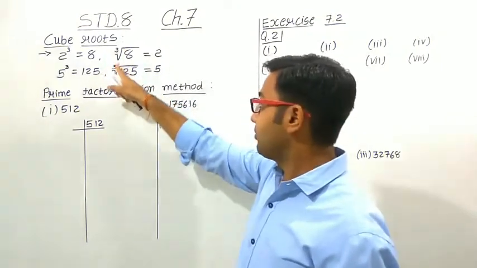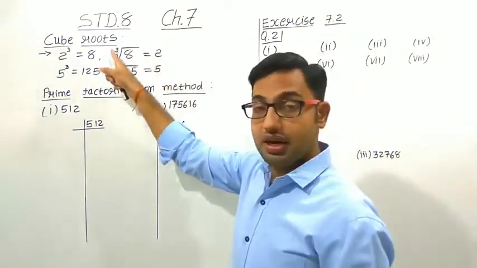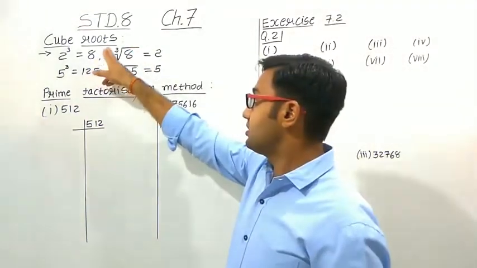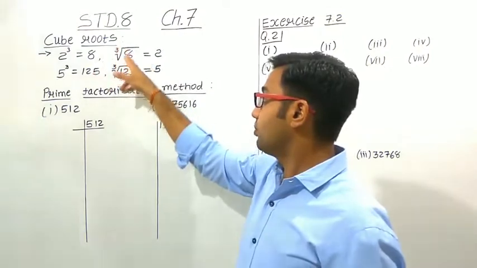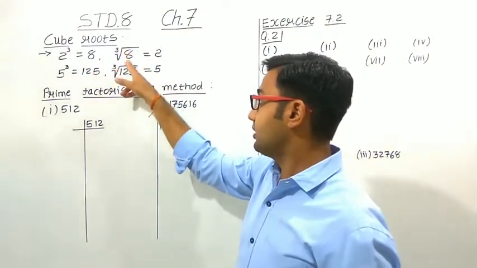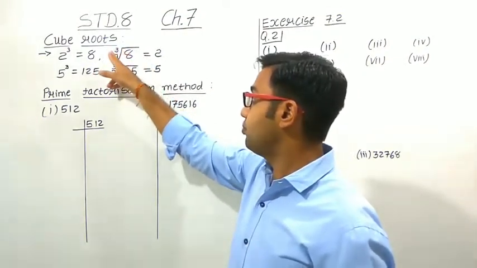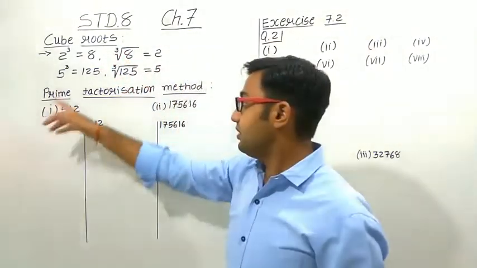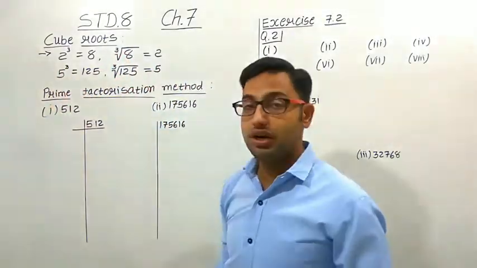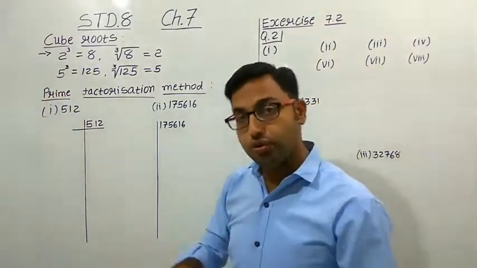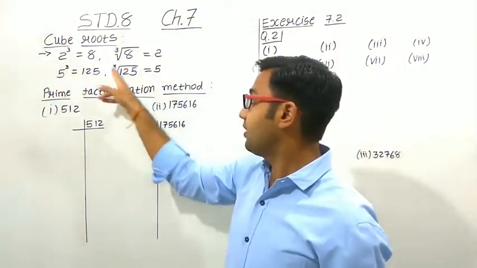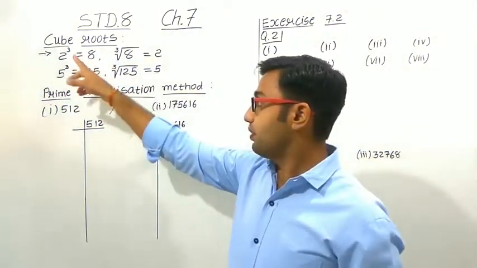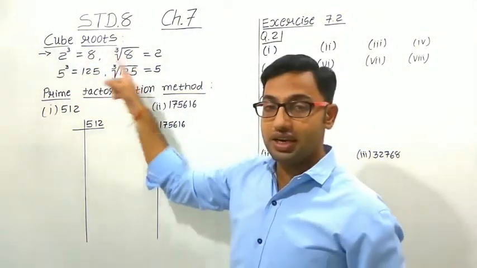In the same way that we do for the square root, but here we have to put the 3. That means this is the sign of the cube root. Under the root sign there is an 8, and that represents the cube root of 8, which is equal to 2. Now in the same way, the cube of 5 is 125. So the cube root of 125 will be 5. This is so simple to understand.